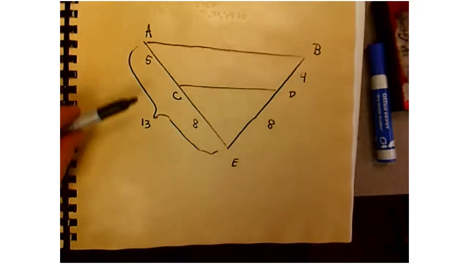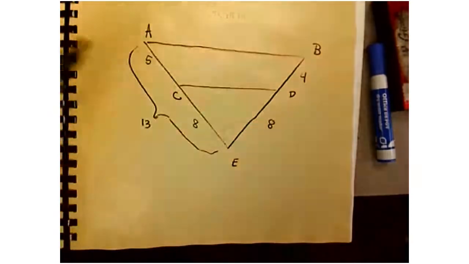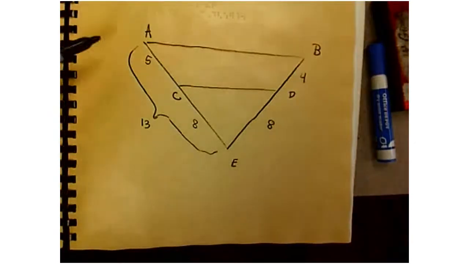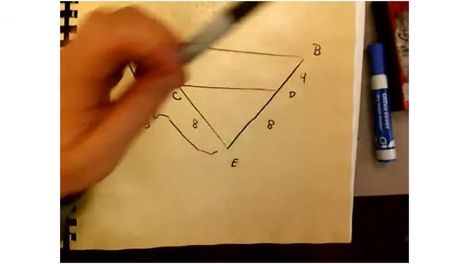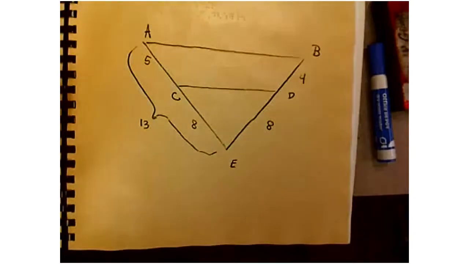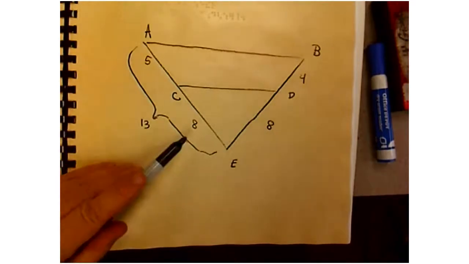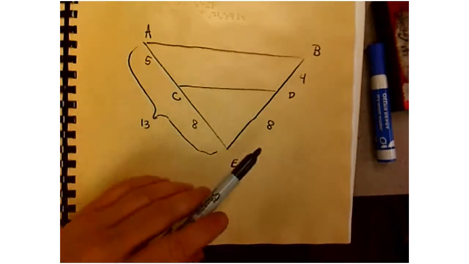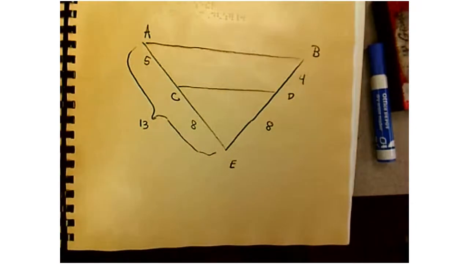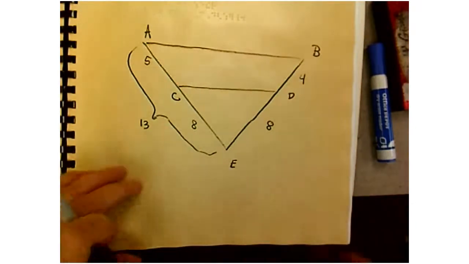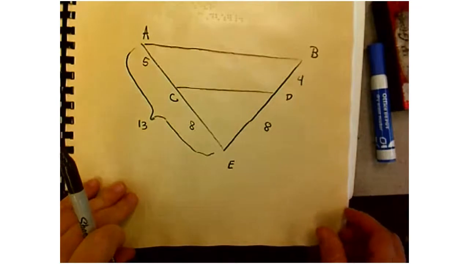Or we could do 5 is to 13 as 4 is to 12. We could keep the big side and add the other two together and get a big side, and still it's not correct. 5 is to 13 is not the same as 4 is to 12, is it? We could go backwards. 8 is to 5 as 8 is to 4. Nope. So there's several ways you can go about proving that they're not proportional.